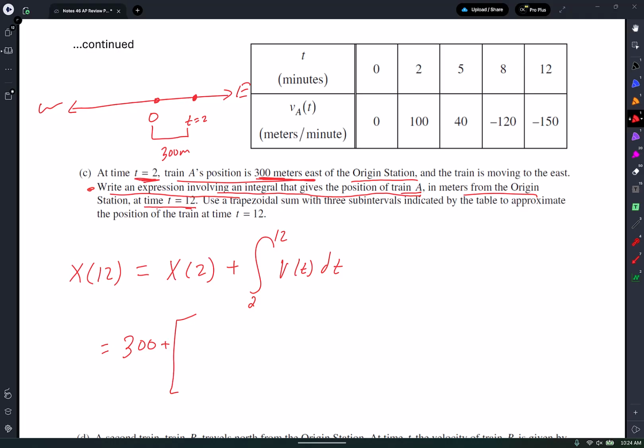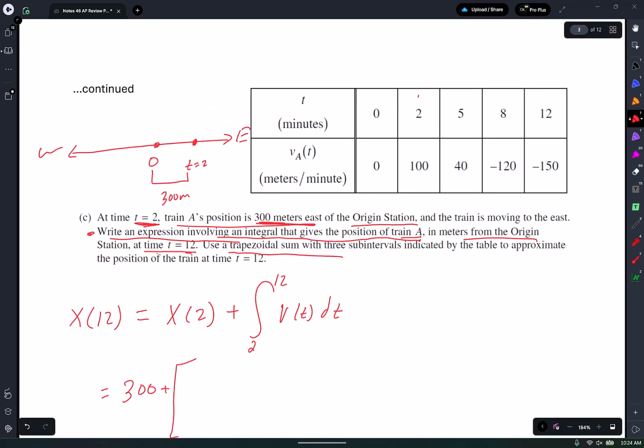Now notice what they want us to do. A trapezoidal sum. So from 2 to 12. Check it out. Here are my 3 trapezoids. Say it again. Base 1 plus base 2 times height divided by 2. Okay. Guys, does everyone know what we're doing? You can say no. All I'm doing is finding the area of all these trapezoids.